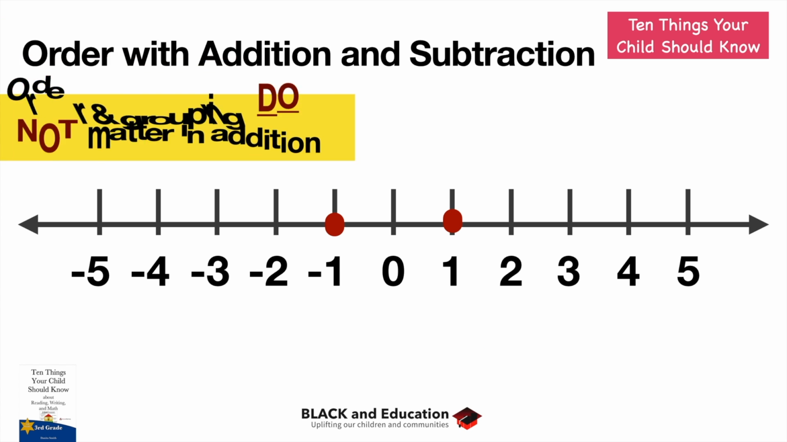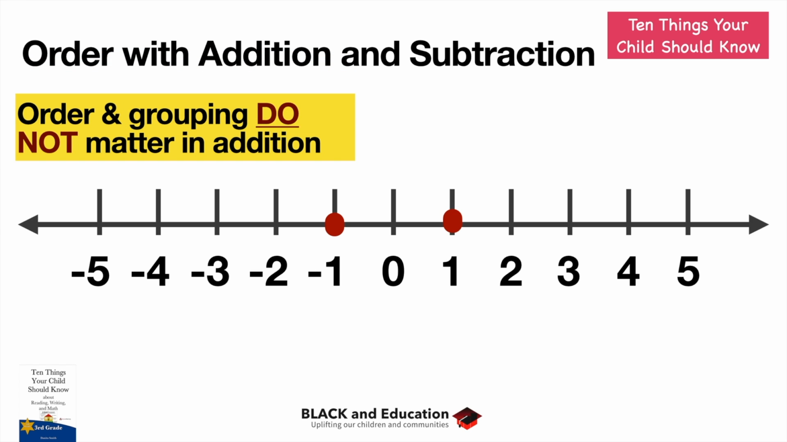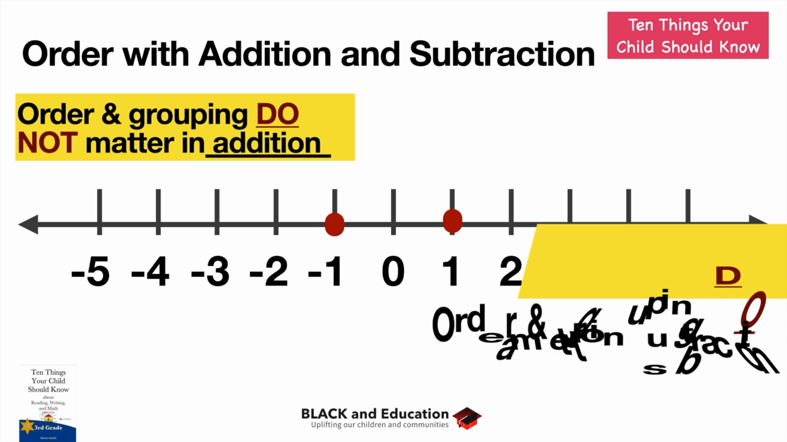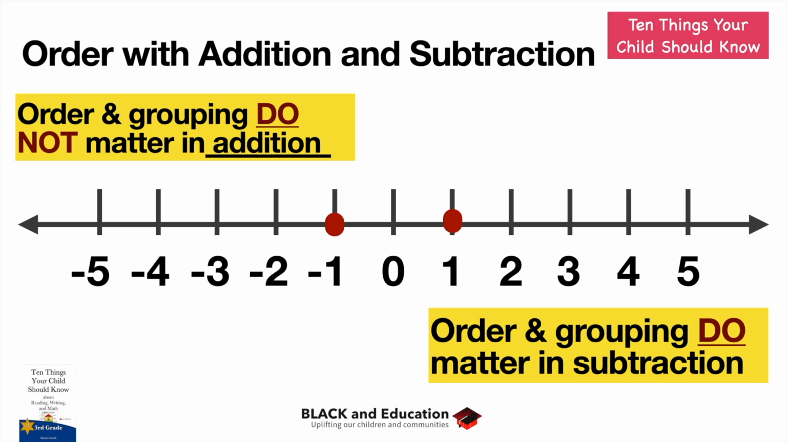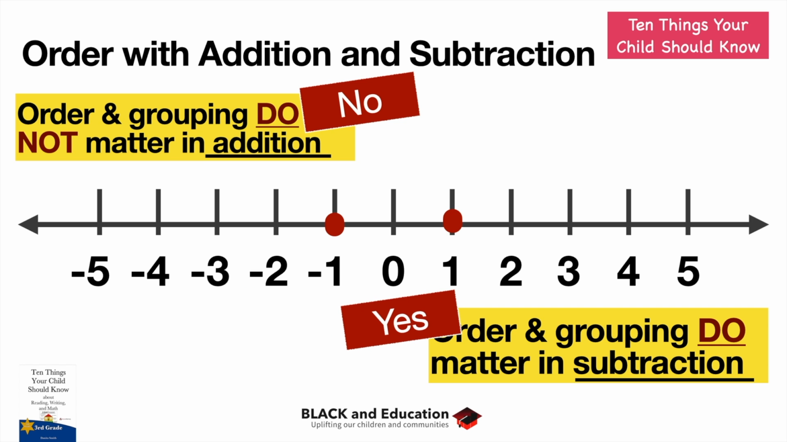So just a couple things. There are just 2 things you need to remember. When it comes to grouping and order, they do not matter when it comes to addition. Whatever way you group it, however you order it, you're still going to get the same result when it comes to addition. But when it comes to subtraction, how you order something does matter. So does order matter when it comes to addition? No. Does order matter when it comes to subtraction? Yes.